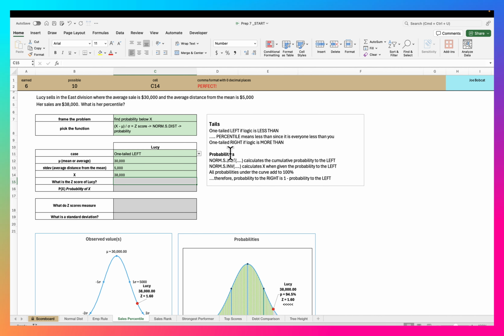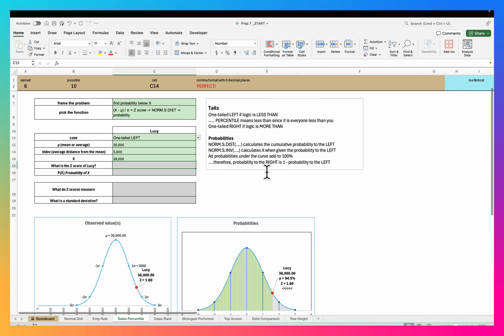All right, probabilities. Norm.s.dist calculates the cumulative probability to the left. Norm.s.inverse calculates x when given the probability to the left. Most of the time we'll be using norm.s.dist. We'll be after the probability. And all probabilities under the curve add to 100%. Therefore, the probability to the right is 1 minus the probability to the left, which is actually a trick that you saw us do on the previous one when we were talking about the empirical rule. We're trying to get the probability to the right, but we said, well, let's just take the little bit to the left and subtract it from 100%.